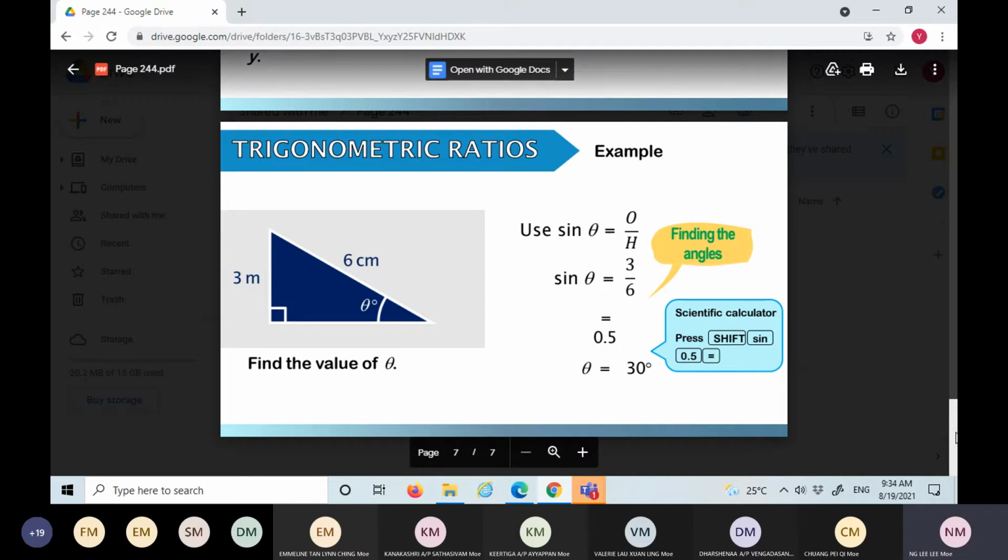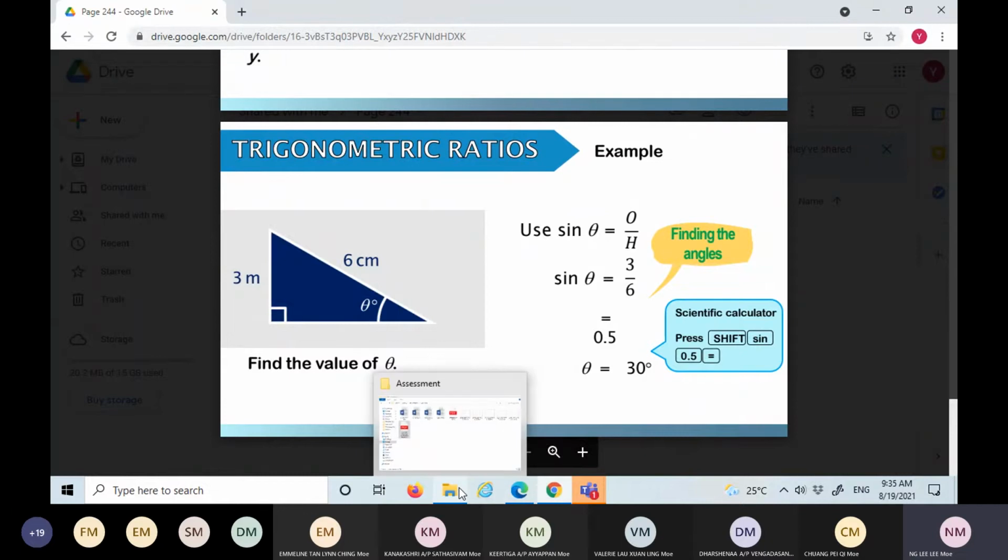So this is a revision for a right angle triangle. You may use this basic knowledge somewhere during this topic also. So we come back to the textbook.